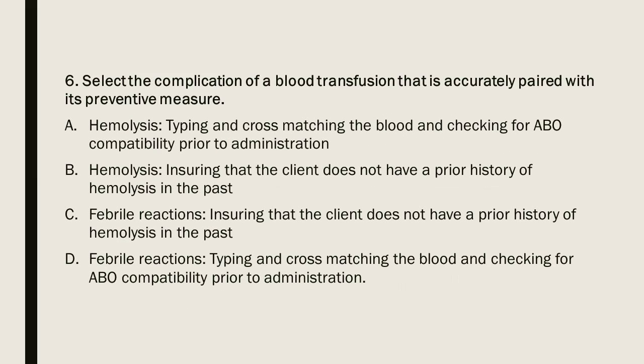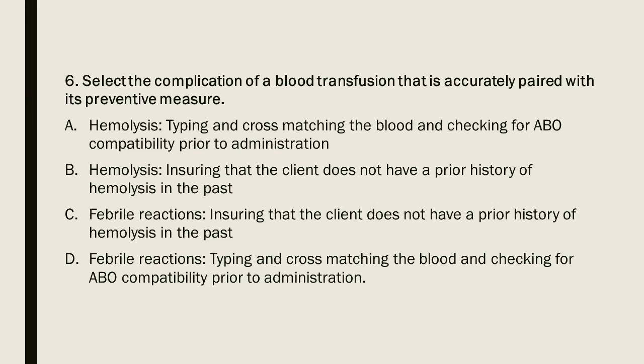6. Select the complication of a blood transfusion that is accurately paired with its preventive measure. A. Hemolysis, typing and cross-matching the blood and checking for ABO compatibility prior to administration. B. Hemolysis, ensuring that the client does not have a prior history of hemolysis in the past. C. Febrile reactions, ensuring that the client does not have a prior history of hemolysis in the past.